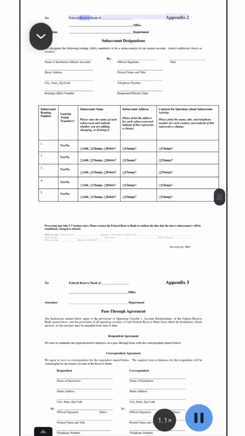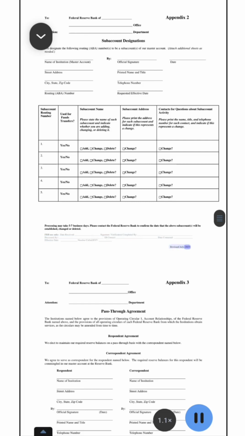2. Federal Reserve Bank of Appendix 2. Office. Attention, Department. Processing may take 5 to 7 business days. Please contact the Federal Reserve Bank to confirm the date that the above sub-accounts will be established, changed or deleted. FRB use only. Date received, signature. Verification completed by, processed by, DI contact, date contacted, effective date, number called /EXD.